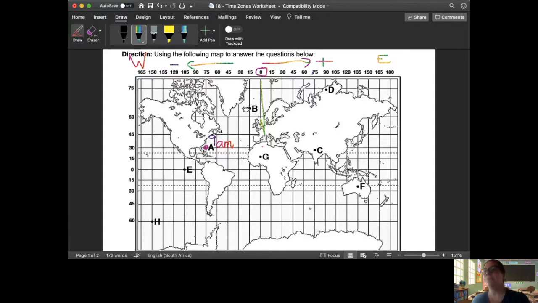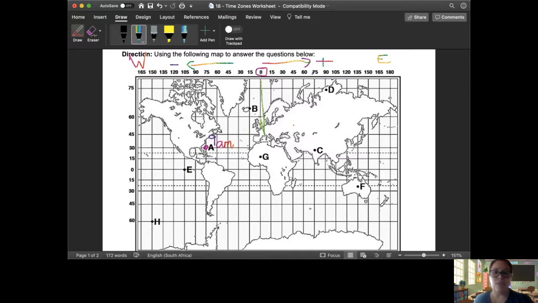So if we look at E, for instance, which is just here, we've got 9 a.m. We're going to go to the west, so we're going to minus an hour each time. So we're going to go 9 a.m., 8 a.m. on this line, and 7 a.m. on this one. Okay, so E is going to be 7 a.m.